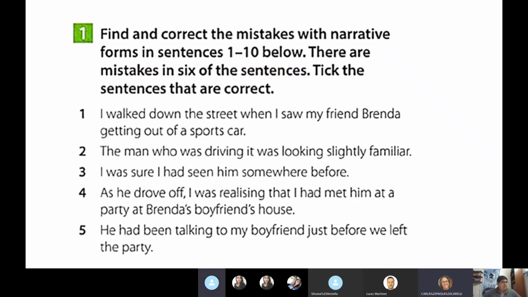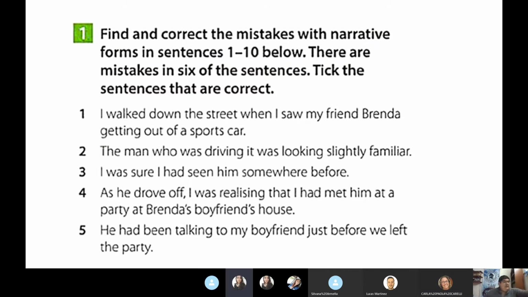The man who was driving it looked slightly familiar. Yes, great. Looked. Remember, it is a state verb, yes? Looked with -ed. Well done. Next one.